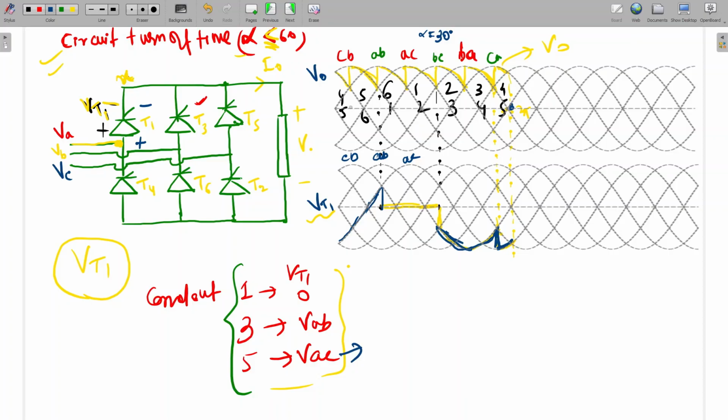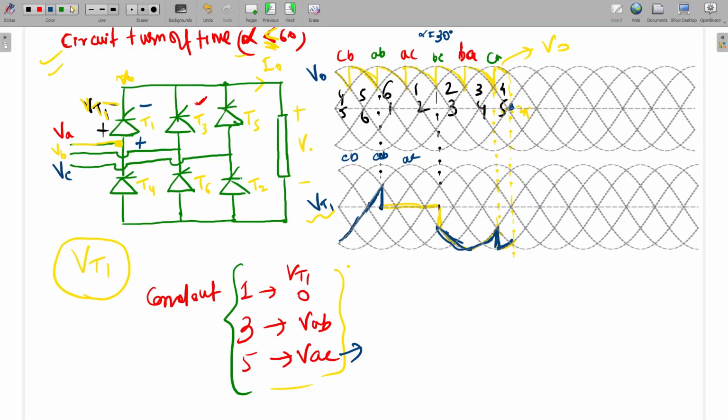Again, if you see here, 4, 5 and 5, 6 are conducting. So anytime 5 conducts, what will be the voltage? That will be VSC, so that will be from here to here. Is it clear? Yes, sir, clear, sir.